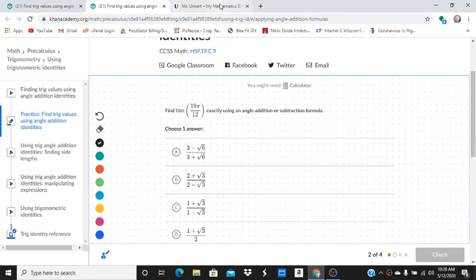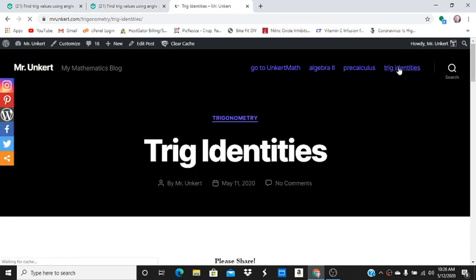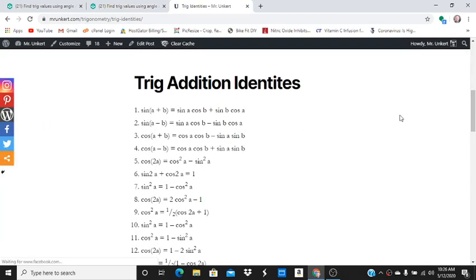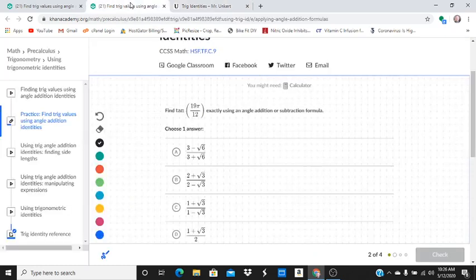Luckily, I have a nice reference on MrUnkert.com. Go over there and click on Trig Identities. Then we have some trig identities. I'm going to look down, and I just added a couple tangent ones. So we have the tangent of a plus b equals, on the top part of a fraction, tangent a plus tangent b, divided by, in the bottom part, 1 minus tangent a times tangent b.